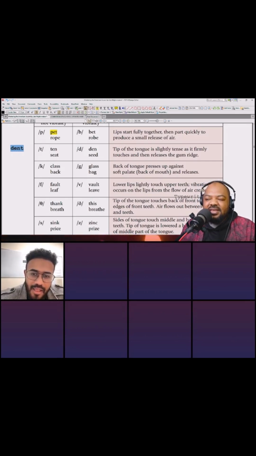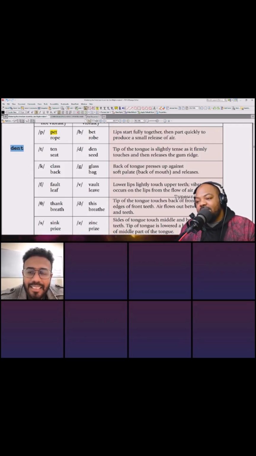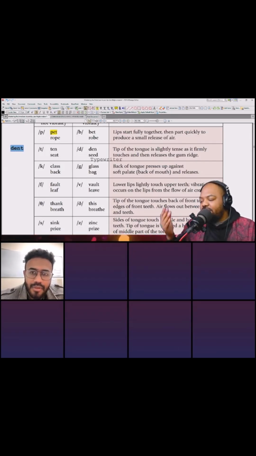So okay, we have the word seat and seed. Can you say seat and seed? Very good. So here we're getting an idea of the voiced and the voiceless kinds of words. So seat is a place to sit, and then seed could also mean a noun or a verb.